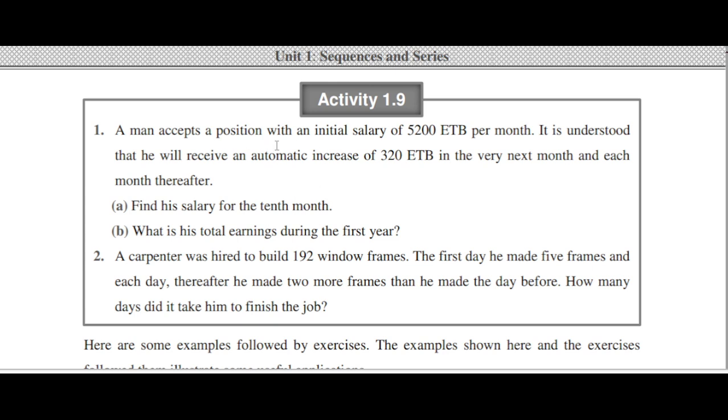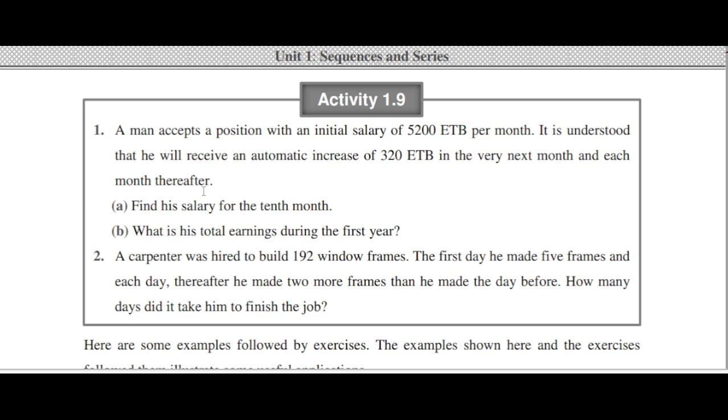A man accepts a position with an initial salary of 5,200 Ethiopian birr per month. It is understood that he will receive an automatic increase of 320 ETB in the very next month, and each month thereafter. Find his salary for the 10th month. Here we have given the first initial salary 5,200. Again the common difference 320.